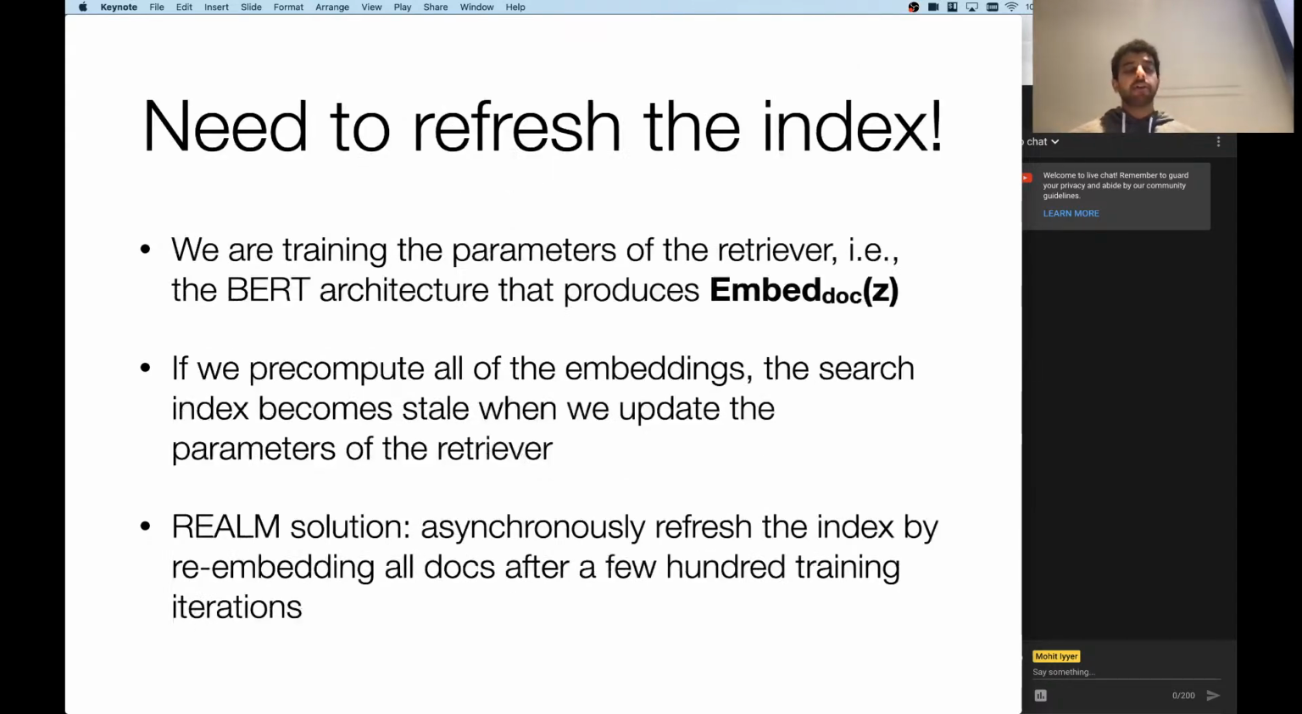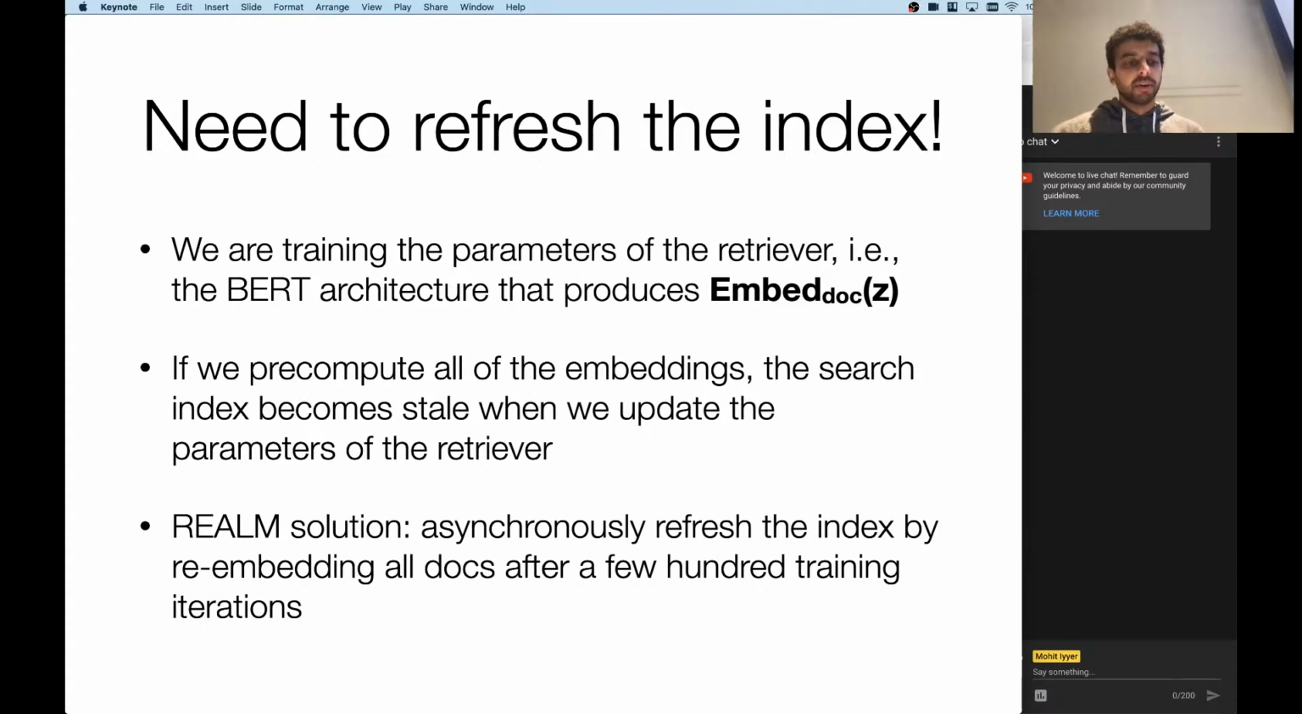So how do I get around this? And this is called refreshing the index, essentially. So I have new vectors. I have to rebuild an index in order to do my fast inner product search. And one of the things that happens is that our embeddings in the data store or the knowledge corpus become stale, because now I've updated the parameters of the retriever, and if I don't refresh the index, then my embeddings are now out of date with the current state of the document embedder.